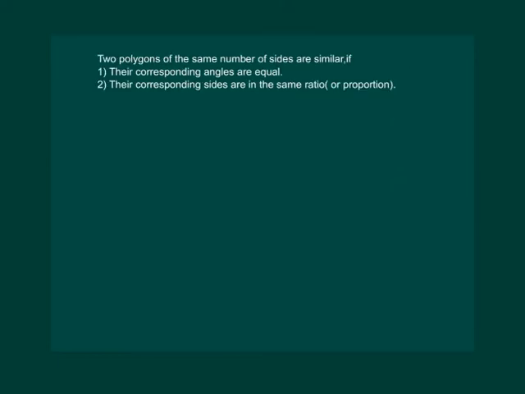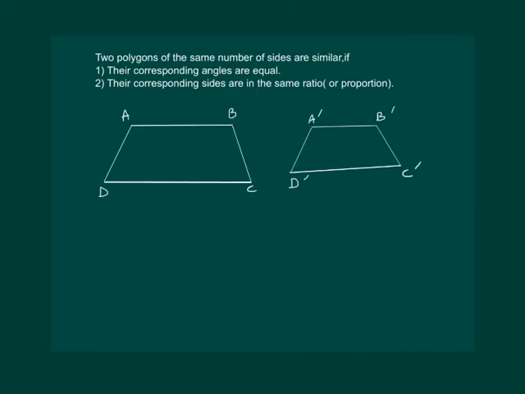Hence we come to the rule of similarity of polygons. Two polygons of the same number of sides are similar if their corresponding angles are equal and their corresponding sides are in the same ratio or proportion. In the two figures, quadrilateral A'B'C'D' and the quadrilateral ABCD are of the same shape but of different sizes.